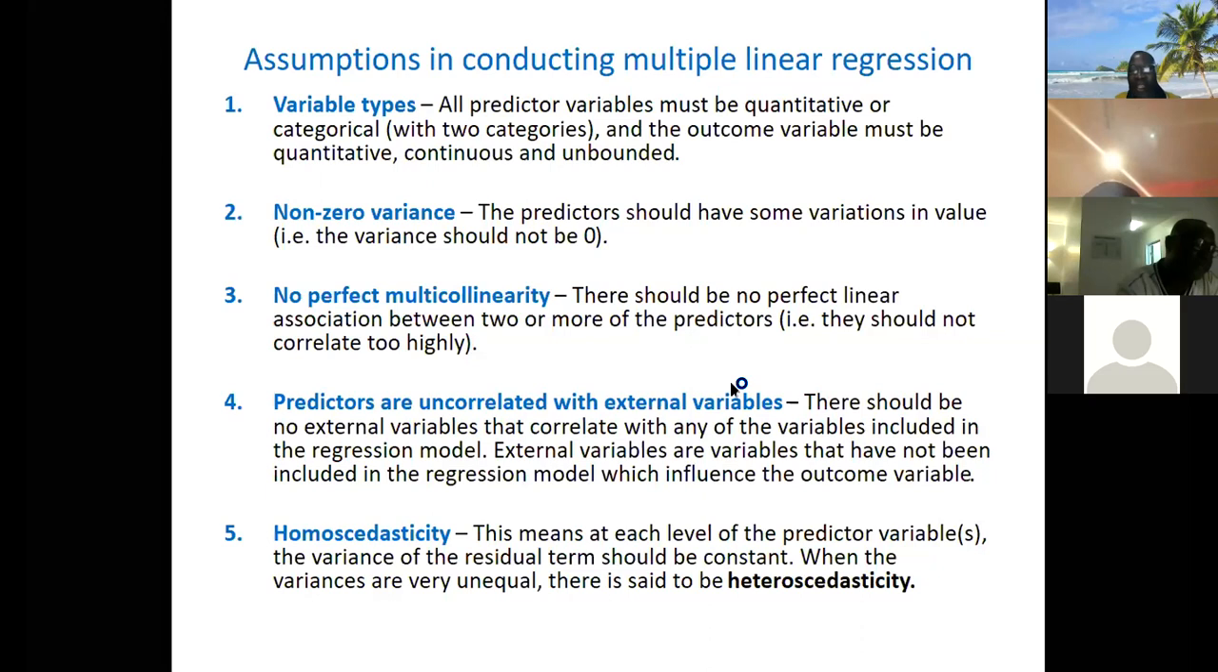Predictors are not correlated with external variables. There should be no external variable that correlates with any of the variables included in the regression model. External variables are variables that have not been included in the regression model, which influence the outcome variable. There may be a factor, a confounder, that relates to the outcome and also correlates with your predictor. So if you have left the other one out, you may cancel the effect of this one.